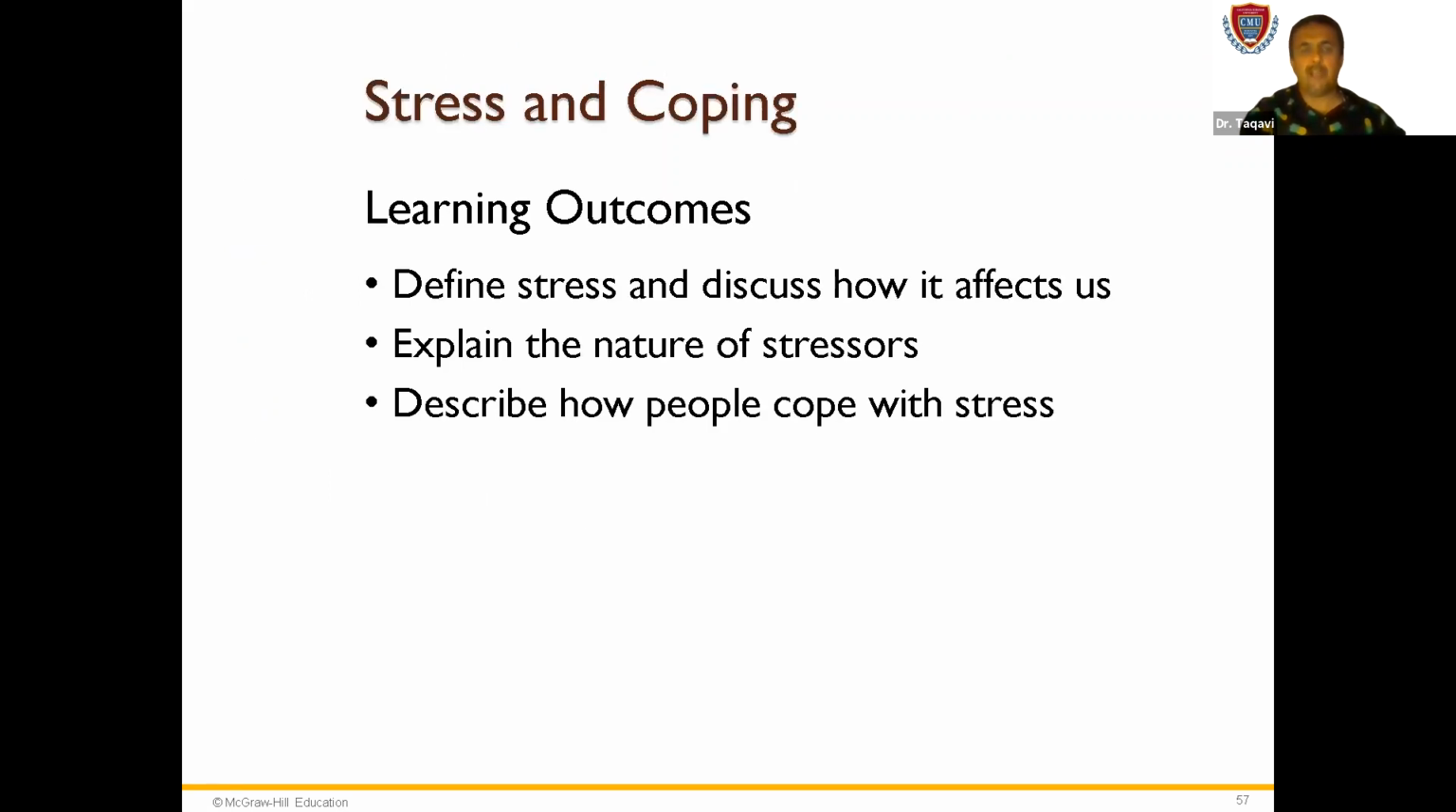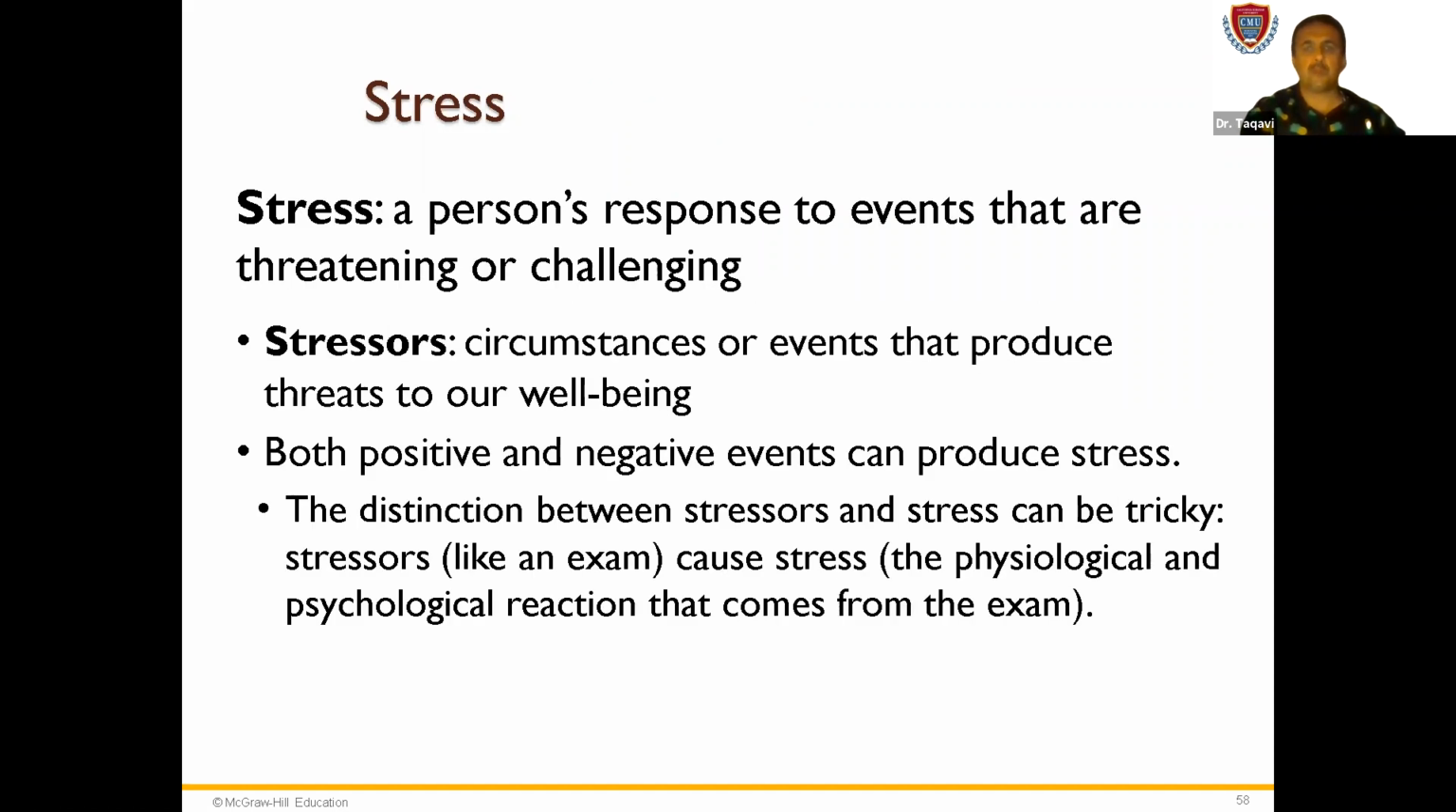Empathy is the personality trait in which someone observing another person experiences the emotions of that person. And the final part of this chapter is about stress and coping. Stress is a person's response to events that are threatening or challenging. So stress is a reaction. Stress is not outside of you, it's not external. It is internal. Stressors are circumstances or events that produce threats to our well-being. Both positive and negative events can produce stress. We have eustress and distress. Distress is negative stress. Eustress is positive stress.